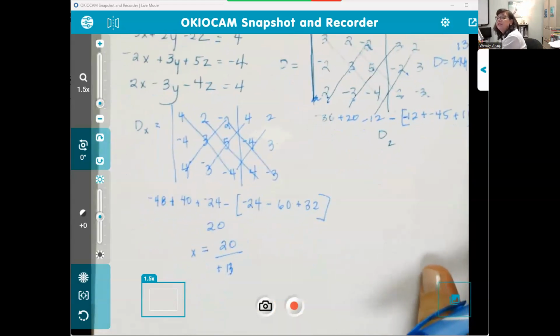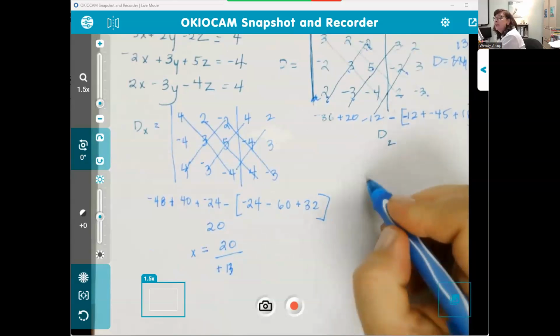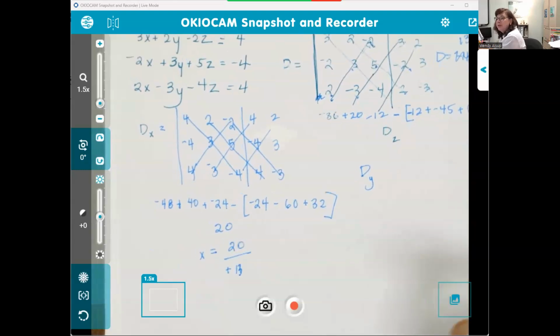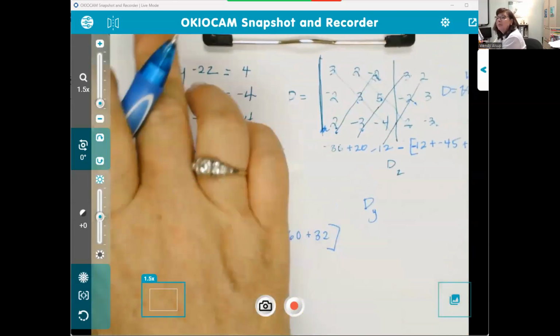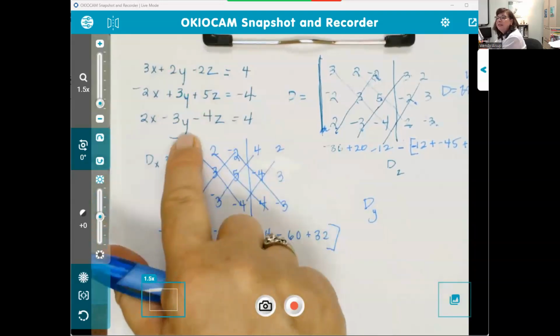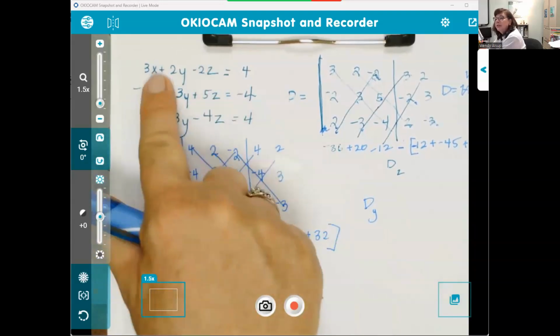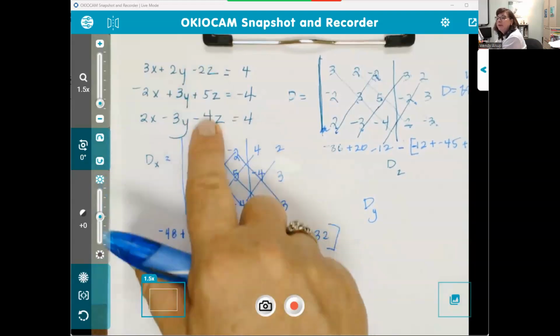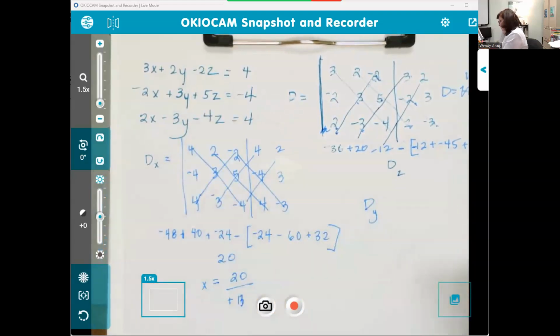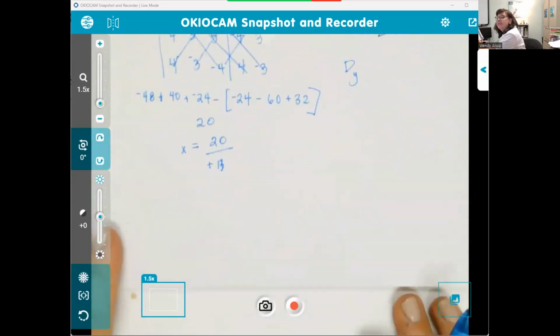We can also do d sub y, and we can do d sub z. But I'm starting to feel a little lazy, but d sub y would work the same way, where you put the 4, the negative 4, and the 4 in place of these coefficients and find your determinant. D sub z, we're going to put it in front of these guys. And I'm going to do d sub z because it actually turns out to be 0.